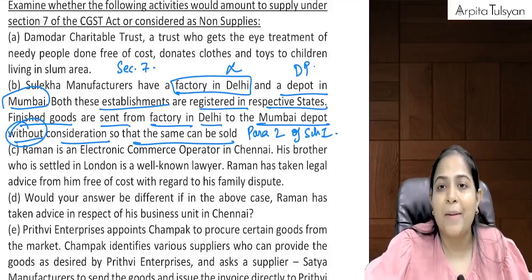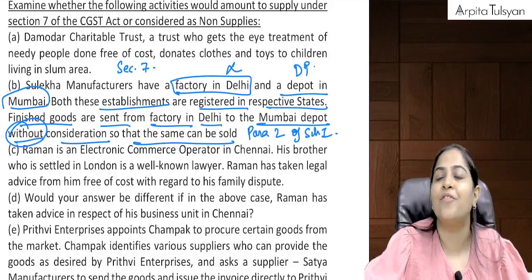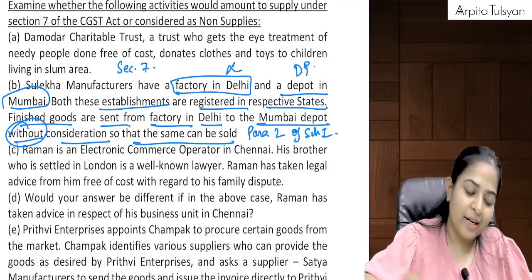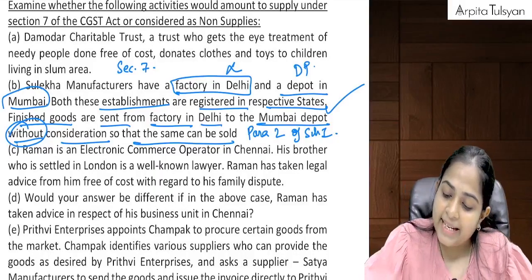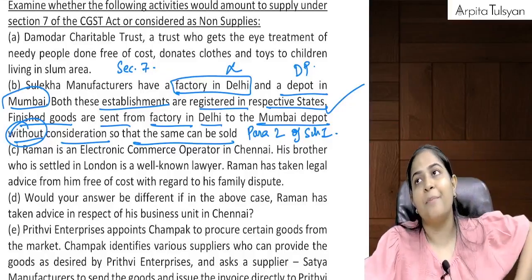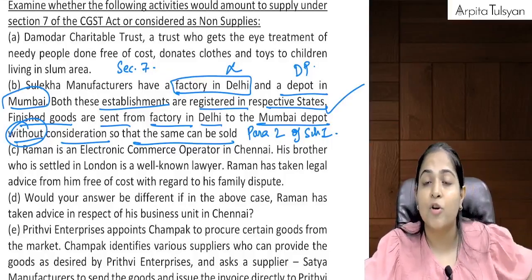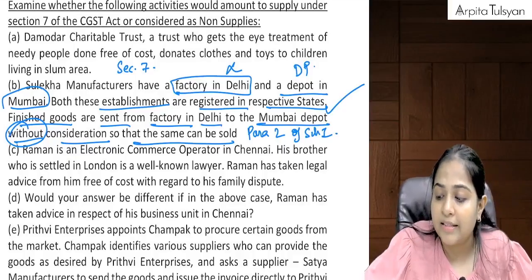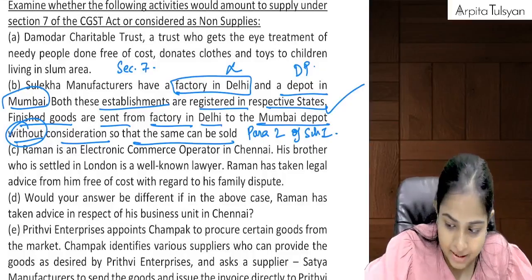If there is any supply of goods or services between related persons or distinct persons or establishment of distinct persons in the course or furtherance of business without consideration, it will be considered as a deemed supply. So can we say even this will be considered? Yes, even this will be considered. Better than establishment of distinct persons, can we say it will be considered as distinct persons because both of them are registered under the same PAN we are assuming. So this transfer, this supply, will be considered as a deemed supply.